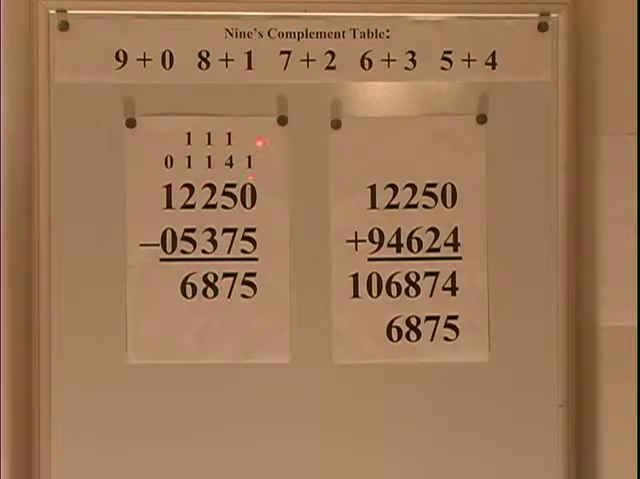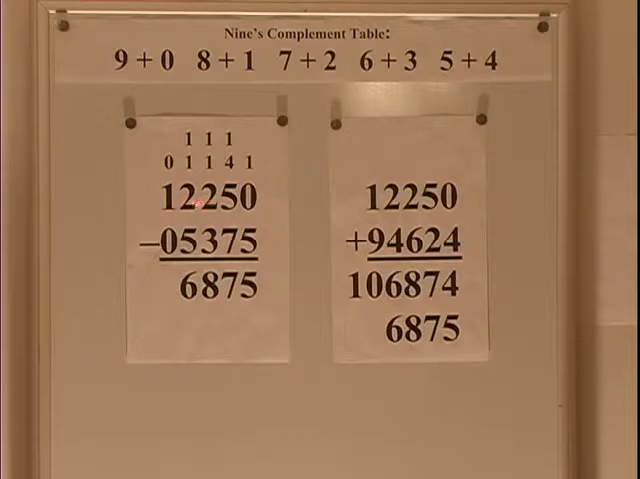How many operations did I do? 8 number transformations of the minuend, then 4 hard subtractions: 5 from 10, 7 from 14, 3 from 11, 5 from 11. So I did 12 operations in order to get this difference, 6,875. All right, now we'll do it by the 9's complement procedure.